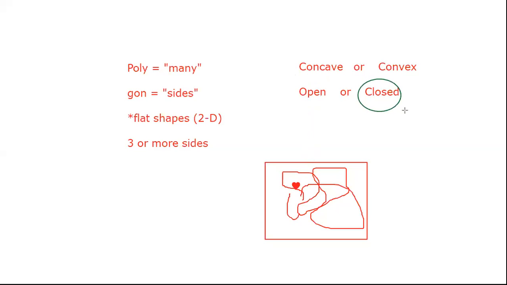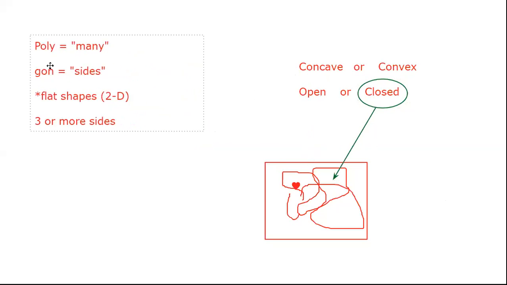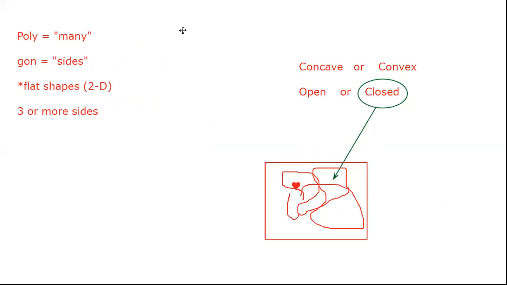Said it wrong. It's a closed up space. He cannot get out. Now an open shape might look like this. Now, if we put the little mouse in here, he could get out, right? He could get out right there. So therefore, this one is open.